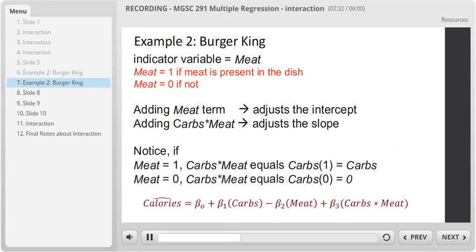Notice how this works. If the menu item is a meat-based dish, then meat equals 1 and carbs times meat equals carbs times 1, which equals carbs. If the menu item does not contain meat, then meat equals 0 and carbs times meat equals carbs times 0, which equals 0. Because the carbs term is the linear term in the model, the coefficient of the interaction term will be added to the coefficient of the carb term, therefore changing the slope. We will see this in action when we review the regression equation for these data.